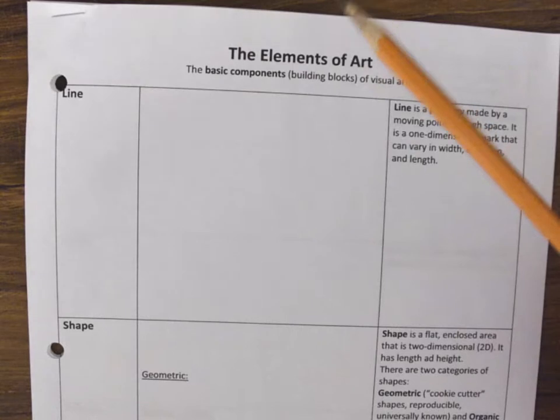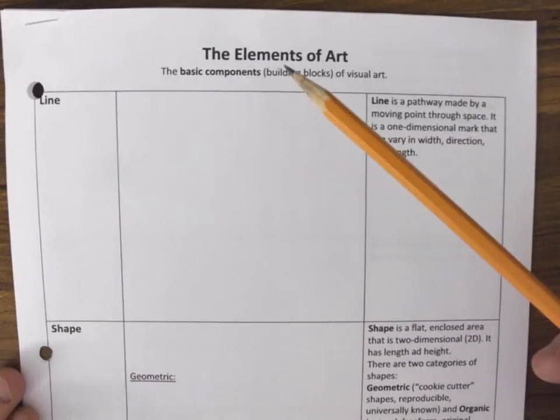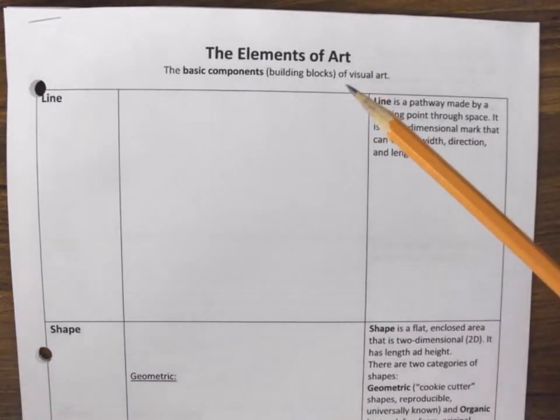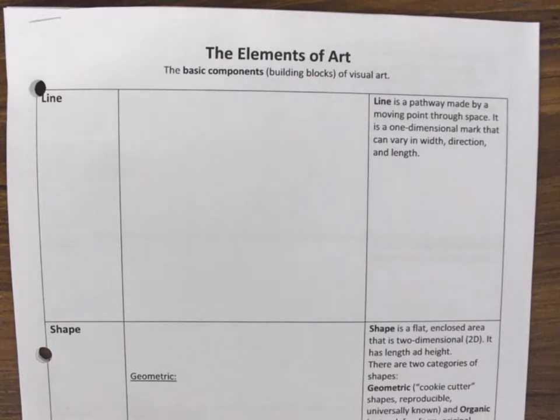Artwork, okay? So again, the elements of art are the basic components or the building blocks of visual art, meaning anything that we see with our eyes, we can analyze and break down into these 7 basic parts. You can see these elements looking at anything visual basically, okay?